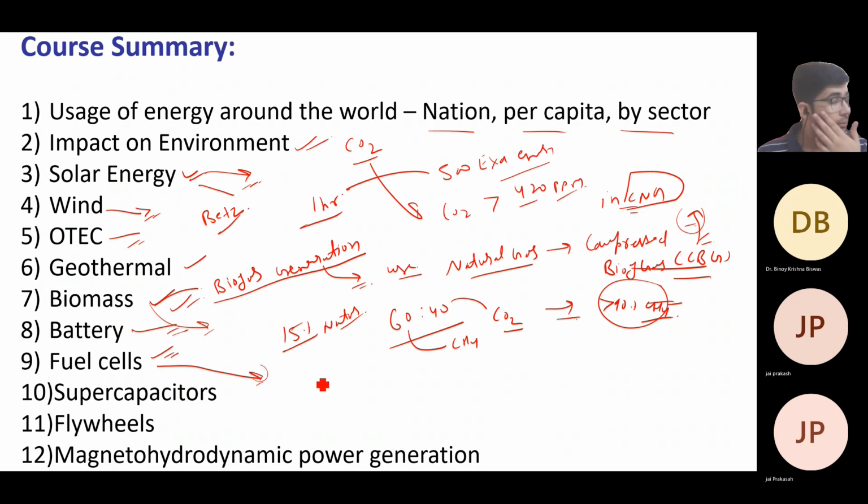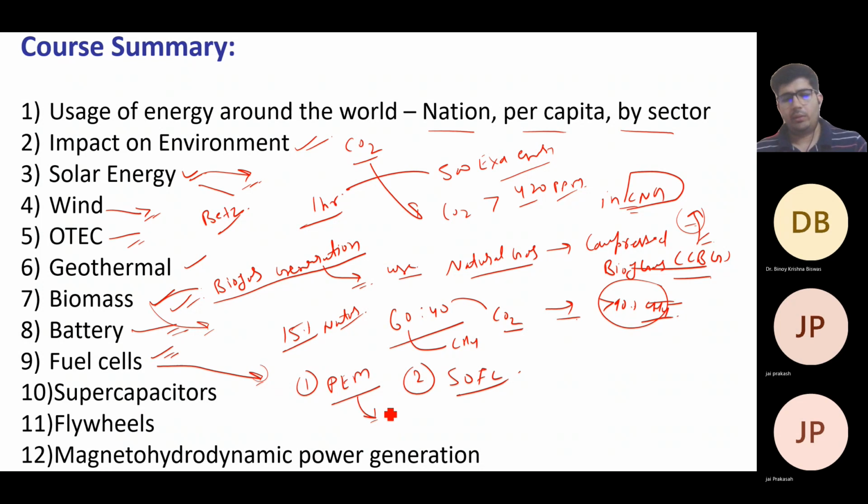In summary, most of the research is focused toward low temperature and high temperature fuel cells. One is the PEM fuel cell, polymer electrolyte membrane fuel cell, and the second one is the solid oxide fuel cell. The PEM fuel cell is a low temperature fuel cell that can be operated around 70 to 80 degrees, and the SOFC requires high temperature, around 800 degrees centigrade. So they have different operating temperatures and different mechanisms, but also they have their respective application areas.